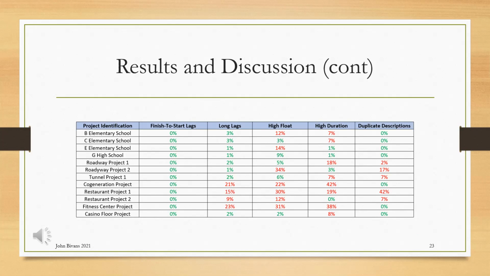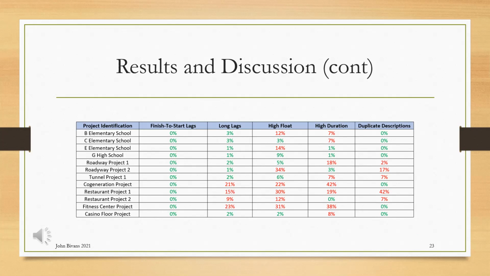In reference to project type, of the 4 projects that failed to meet the long lags threshold, 3 were of the casino/building project type. This indicates that long lags have an average impact on this specific project type.